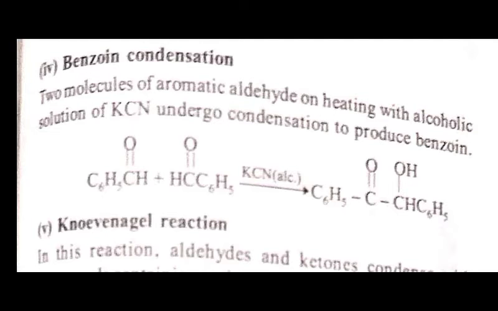So we are now again discussing some of the special reactions of aldehydes and ketones, some high level, some normal level. This is benzoin condensation. It starts with two aromatic aldehydes and is done in presence of alcoholic cyanide. It undergoes condensation to produce benzoin, which is an alpha hydroxy ketone. So this is the specialty of benzoin condensation.